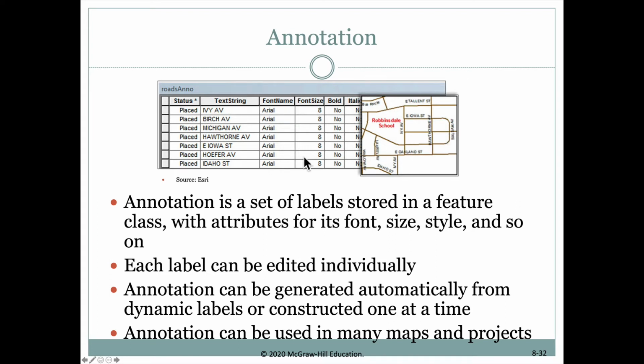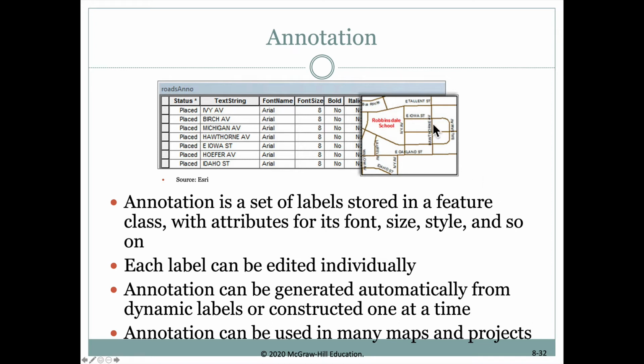And one of the nice things about this is that then we can quickly edit the font, the style, the size, or the actual names of all of these different things. So, for example, if Iowa were misspelled here, we could just edit it here and it would appear properly on the map. So each label can be edited individually, and these generally start out as dynamic labels that are constructed at a time, and then they're converted into annotations so that we can more easily use these.